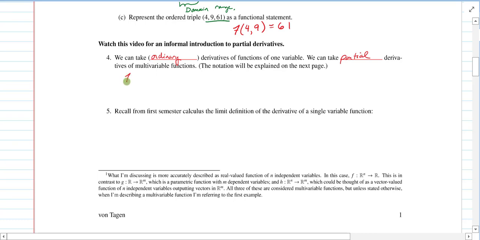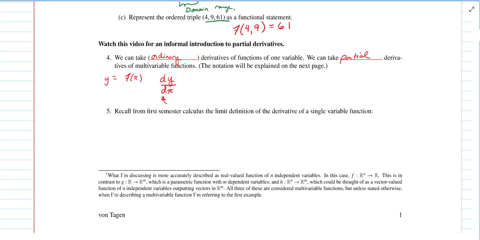If I give you f of x, let's say y is equal to f of x, then when I go to talk about the derivative of this function, I might write dy dx. And here I'm using the d symbol, which denotes the ordinary derivative of a real valued function. Notice that this function right here has a single input value and a single output value. And so when we denote the ordinary derivative, we use the letter d.